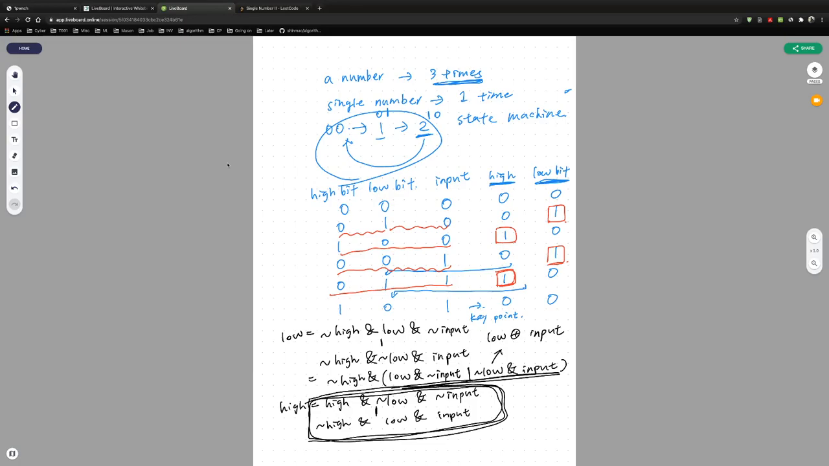Then we just need to return the low bit, and that will be our answer for the single number. Why? Because if we start from 0 and add 1 one time, it becomes 1. However, if we add one more and one more, it is back to 0.